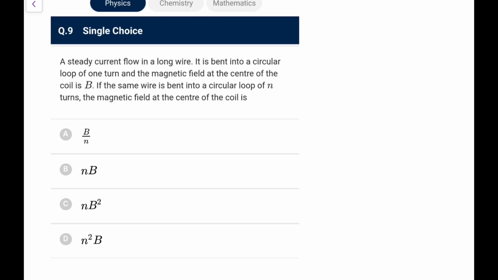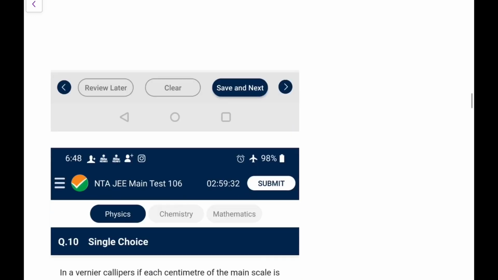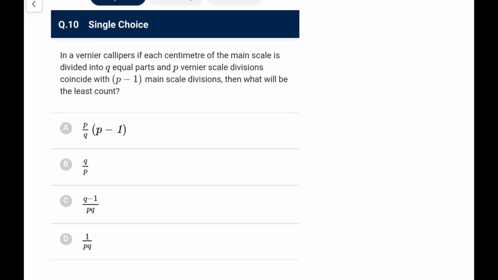Steady current in a long wire bent in a circular loop of 1 turn, the field at center, if the loop is in n turns, you have been told many times, it would be n squared B. The logic is the formula of B is mu naught n I upon 2r, and we know n into 2 pi r, the total perimeter, is equal to the length, so r is inversely proportional to n, so it becomes proportional to n square.